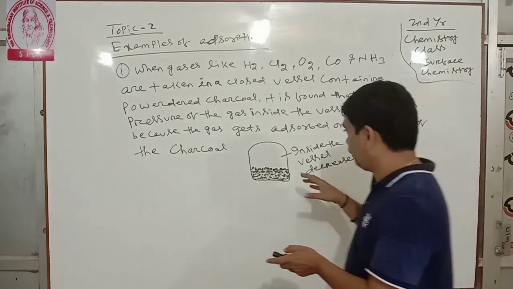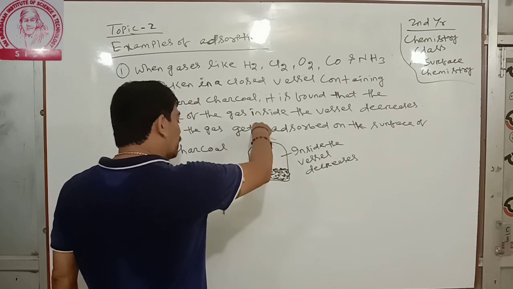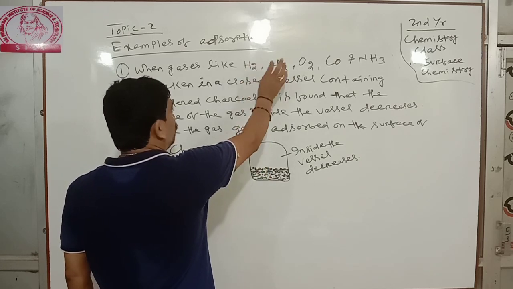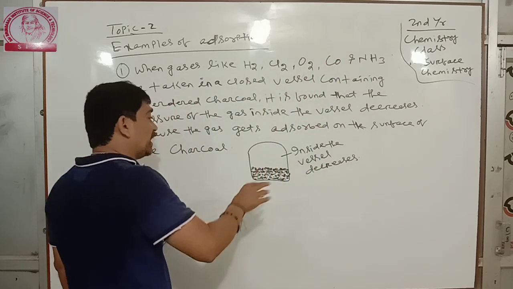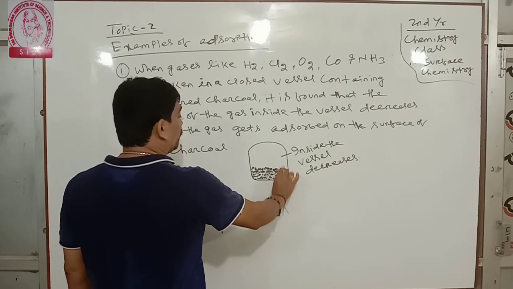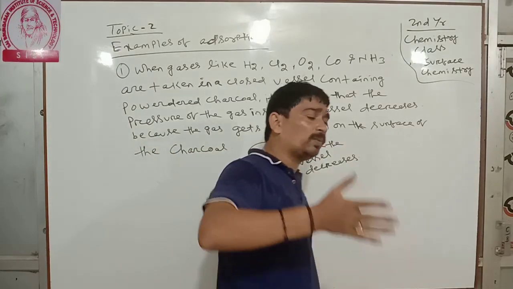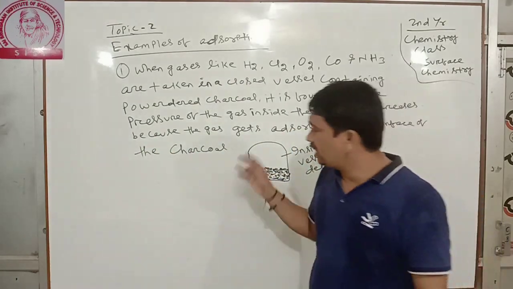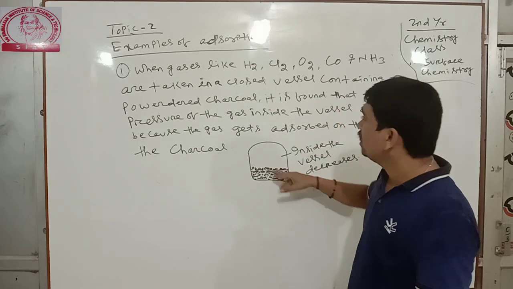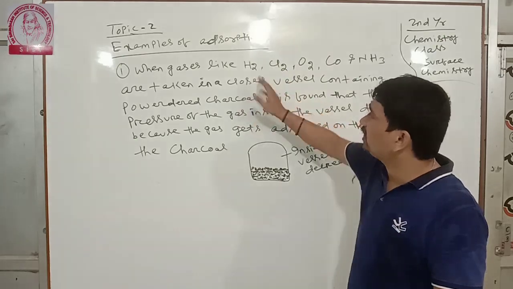This is a closed vessel containing powdered charcoal. Whenever we pass gases like H2, Cl2, O2, CO, NH3, any gas, the gas molecules get adsorbed on the surface of the powdered charcoal. What will happen? The pressure inside the vessel decreases due to the adsorption of the gas molecules on the surface of the powdered charcoal. Clear? This is the best example of adsorption.